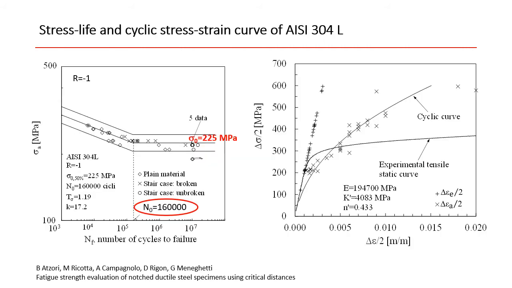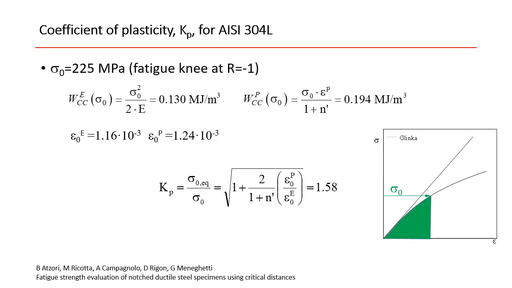In this slide, the stress life and the cyclic strain curves are plotted, and we can see that the fatigue knee is located at 160,000 cycles, and you can see that at the fatigue limit, the material behavior is elastic plastic. Then the coefficient of plasticity Kp was calculated equal to 1.58.